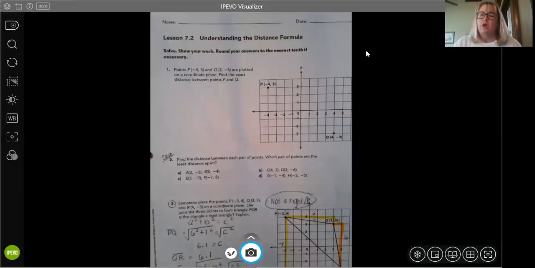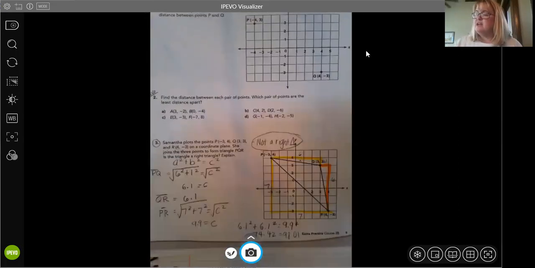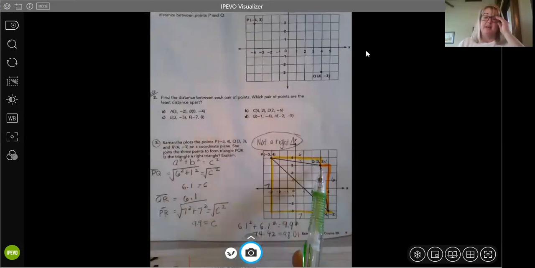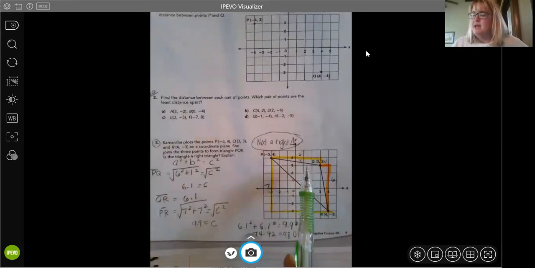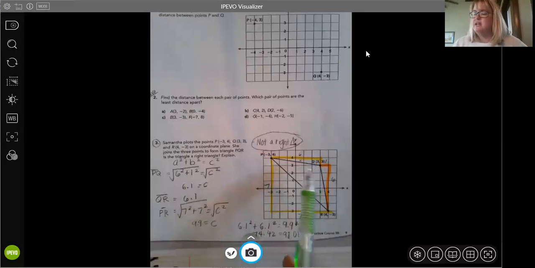Hey, pre-algebra. Welcome to part 2 of lesson 7.2, Understanding the Distance Formula. If you'll recall, I just want to quickly go over what we did last time, to find the distance from P to Q. We actually drew a right triangle, figured out the length of the legs, and then put that in the Pythagorean theorem. And the distance formula says that you don't have to have a grid like that. You can figure out the distance of the legs by using the distance formula.